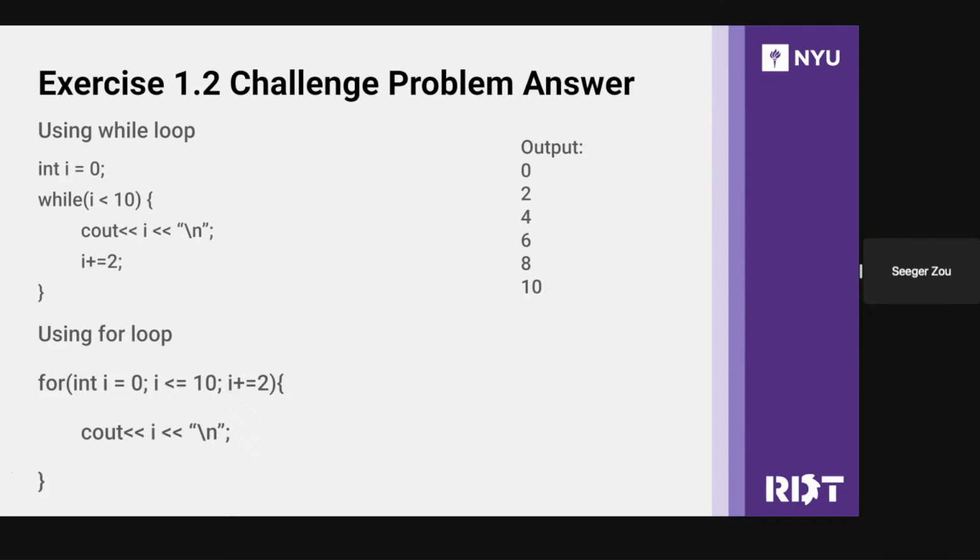And obviously when i is equal to 10, it would still print out 10. There's a little mistake on the slide: the second line should be while i is smaller than or equal to 10, so that it would print out 10. For the for loop, it's a similar thing. You just change the third parameter, the step, to i += 2, so that every time it increments i by 2.